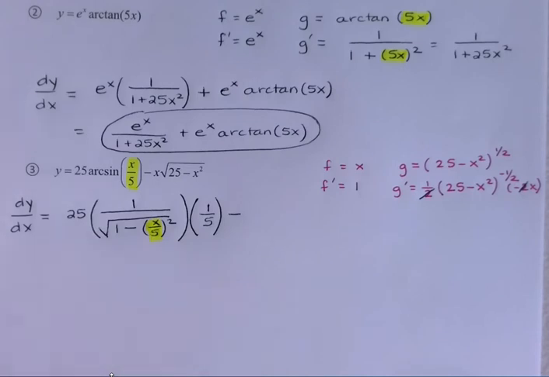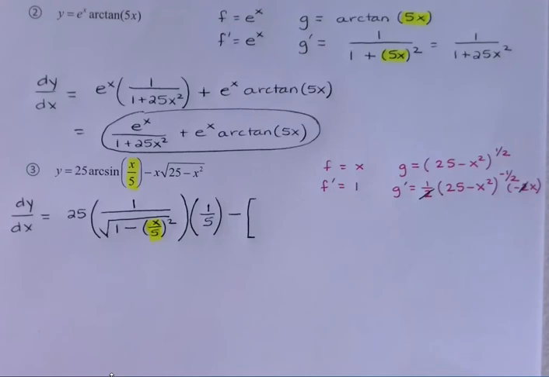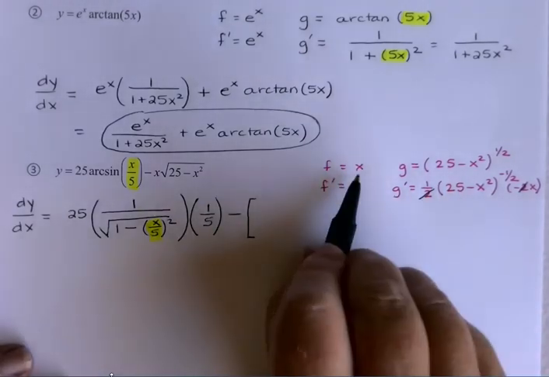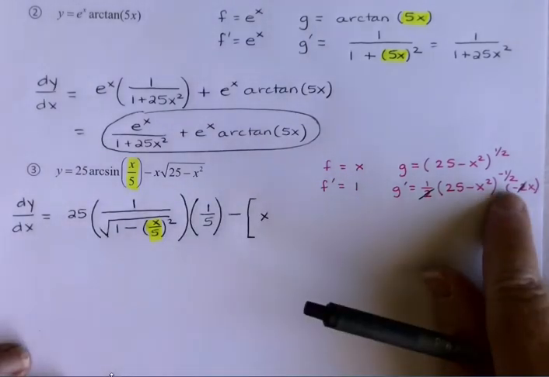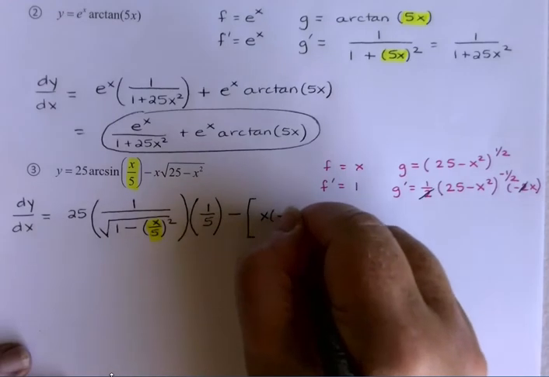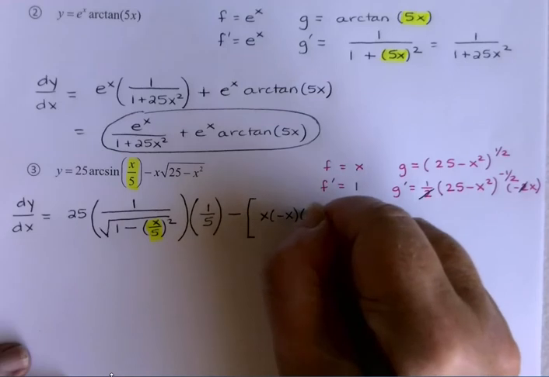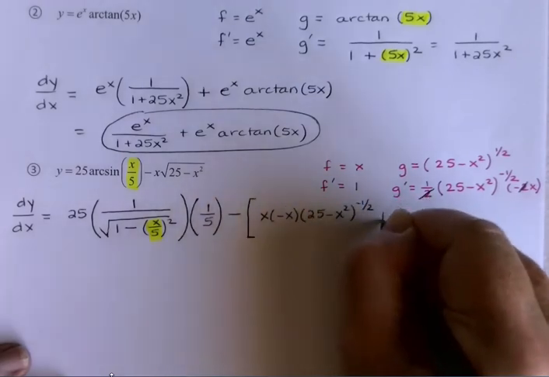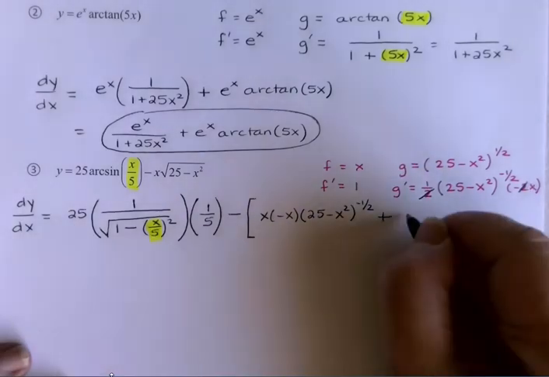So when I put my product rule in place, I'm actually subtracting everything. So I'm going to put some big brackets here. I have x fg prime, so x times negative x times 25 minus x squared to the negative 1/2, plus g times f prime, 25 minus x squared to the 1/2, just times 1.